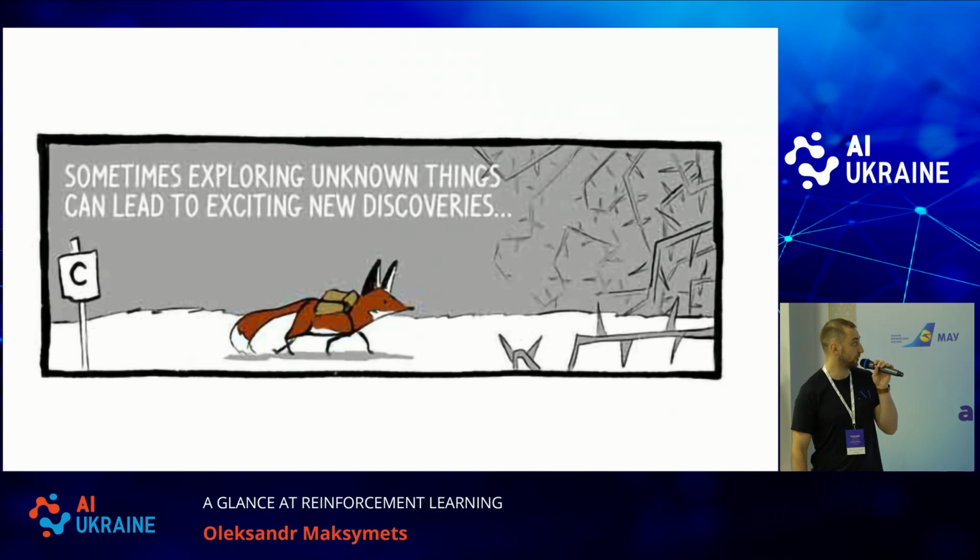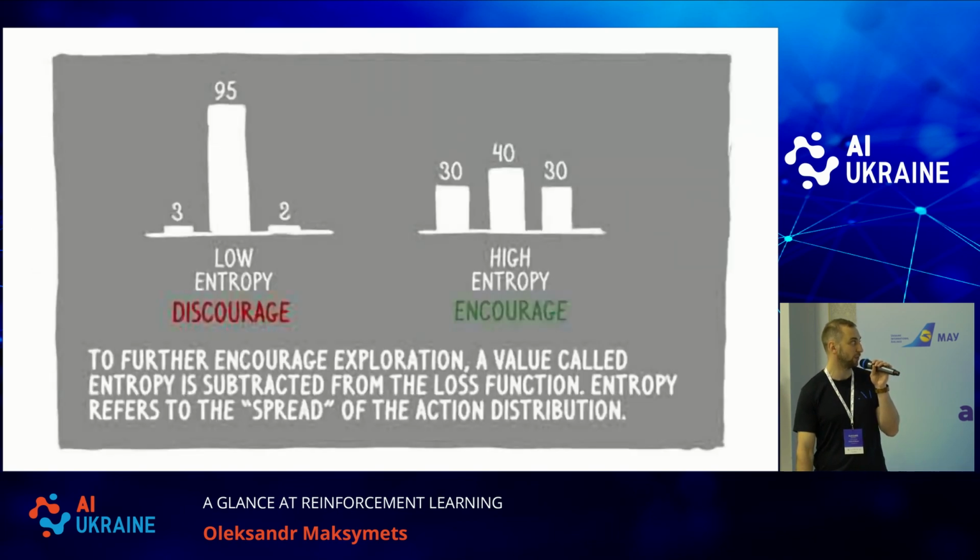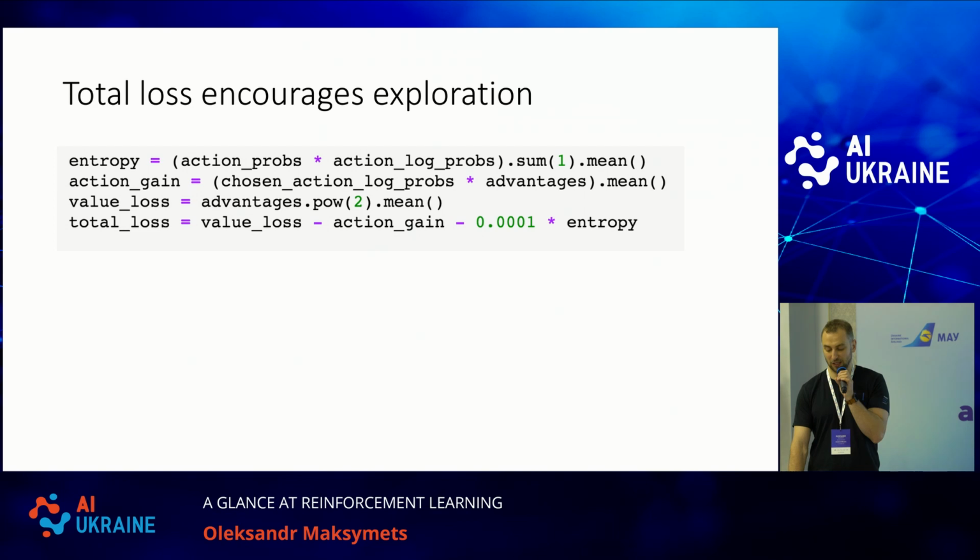So that's about entropy. On the left we have low entropy, on the right we have high entropy. So the probability is spread across actions, and we want the thing on the right more, because we want the fox to discover more states and check the environment and discover some hidden gems. That is reflected in our loss function. We have entropy here.